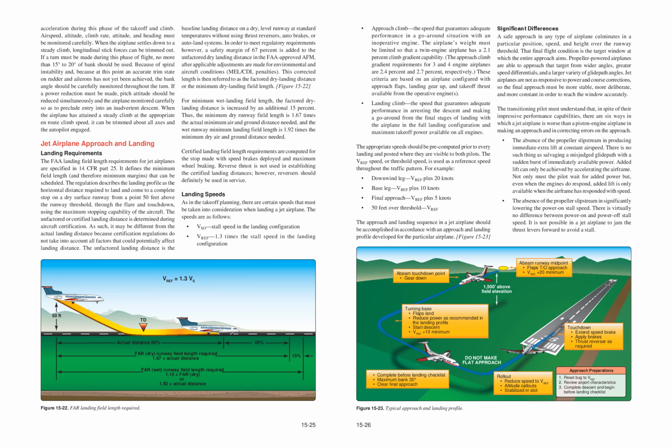2. The absence of the propeller slipstream in significantly lowering the power on stall speed. There is virtually no difference between power on and power off stall speed. It is not possible in a jet airplane to jam the thrust levers forward to avoid a stall.